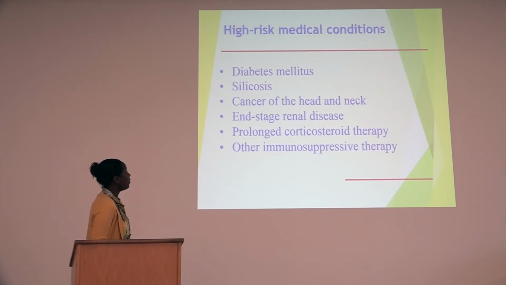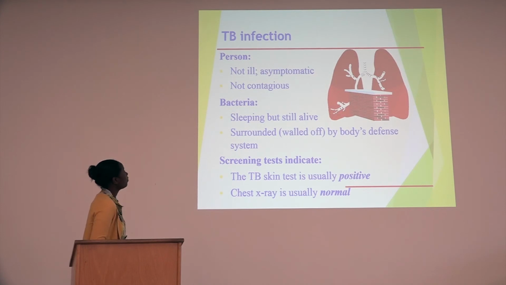Patients that have diabetes, or some type of head or neck cancer, or who may be on immunosuppressive therapy, these are some predisposing factors to TB. So make sure when you're doing that initial assessment of the patient, you're taking all these things into consideration. People can have TB and not be ill and not contagious.